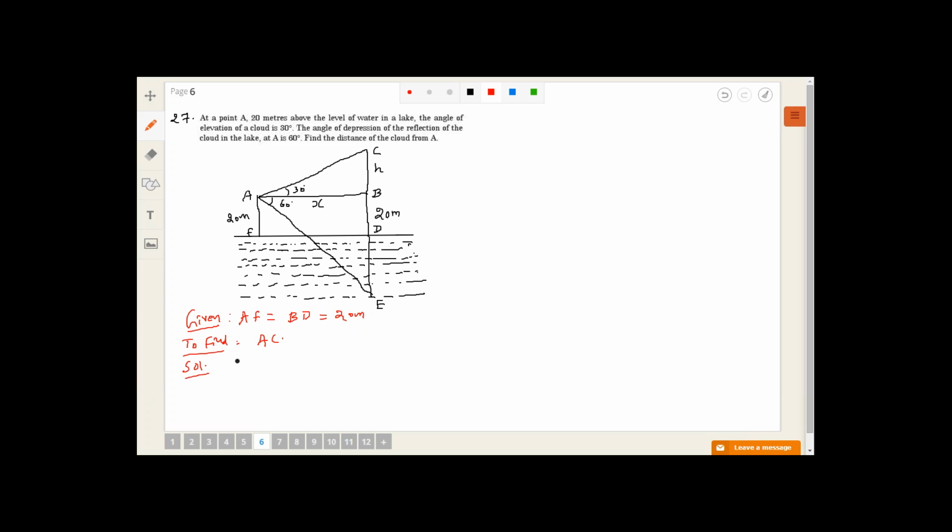In this diagram, you see in a right angled triangle ABC, which is right angled at B, we have tan 30 is equal to H by X, which is nothing but tan 30 is 1 by root 3. So 1 by root 3 is equal to H by X, which implies that root 3 of H is equal to X.